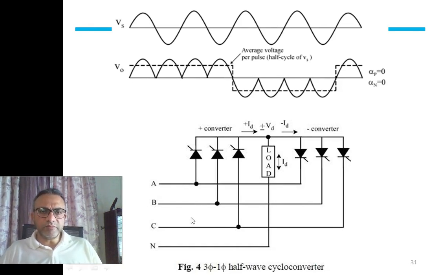The circuit diagram shows the three phase to single phase half wave cycloconverter. We have three phases A, B, C and one neutral, and now we are using 6 power electronic devices, 1, 2, 3, 4, 5, 6, and at the common we have the load connected between the common and the neutral.